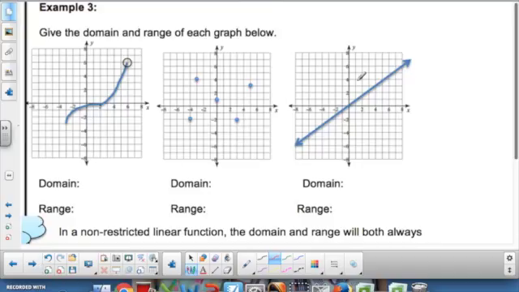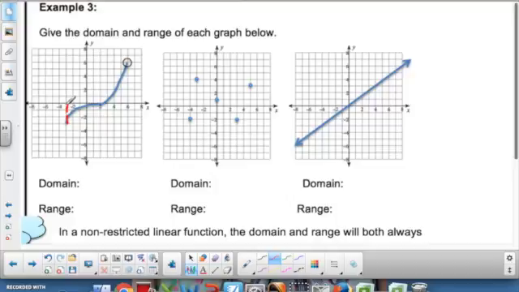So let's get into some actual domain and range equations or graphs so that you can see what we mean by this. If you have a graph that looks like this, to find the domain, what you're going to do is look at your x values. So when I look at this, I say, well, my x starts at -3.